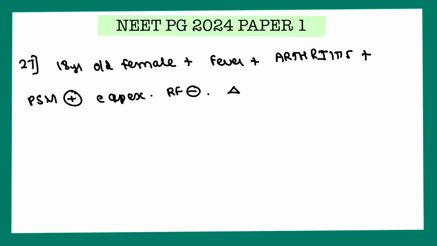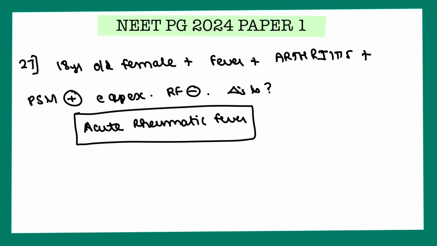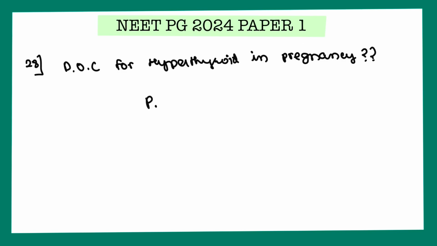Next, one more question. 18-year-old female with fever, polyarthritis and pansystolic murmur at the apex due to mitral regurgitation. Diagnosis they have asked, it's nothing but acute rheumatic fever. Drug of choice for hypothyroid in pregnancy, it is nothing but propylthiouracil.